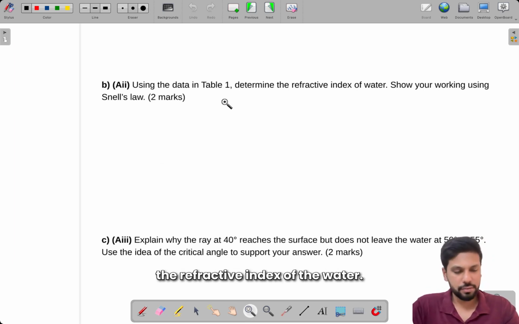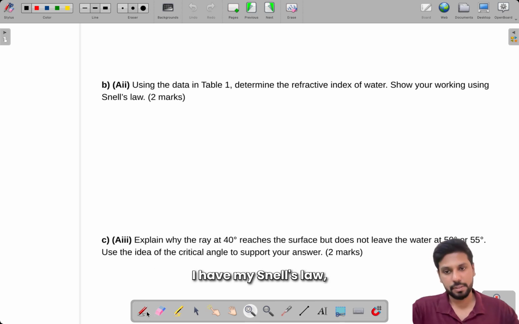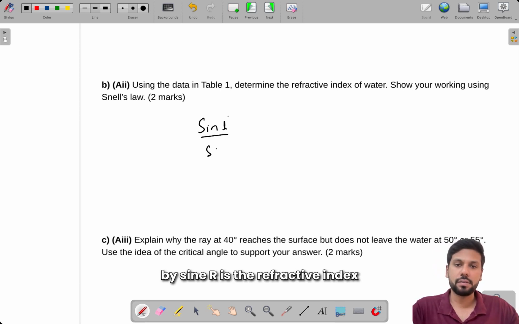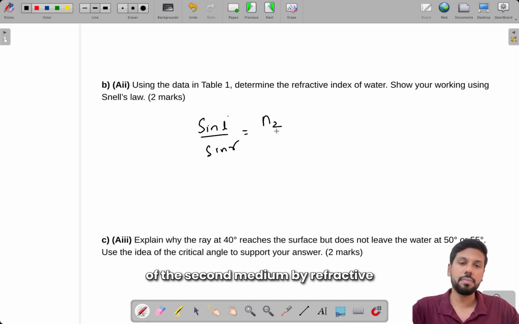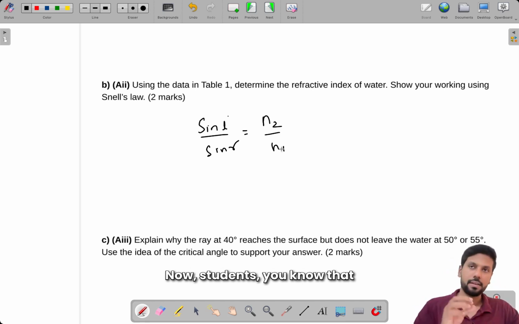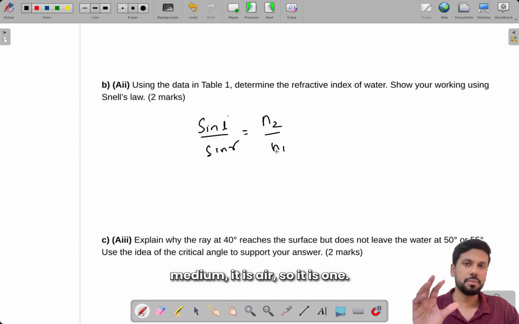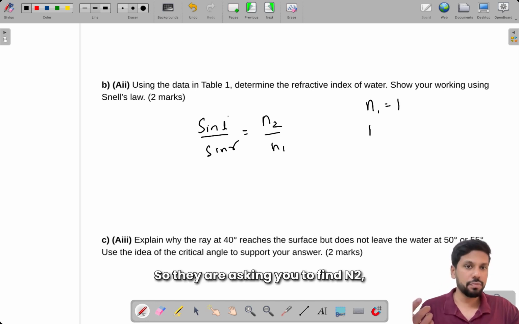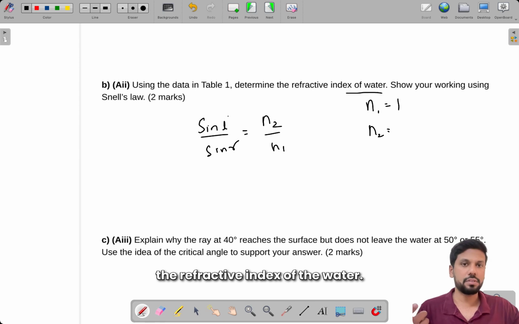Now, to find the refractive index of the water, I have Snell's law, and Snell's law says that sine i by sine r is the refractive index of the second medium by the refractive index of the first medium. Now, students, you know that the first medium is air, so its refractive index is 1. So your n1 is naturally 1. So they are asking you to find n2, the refractive index of the water.